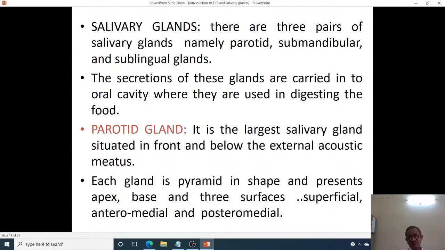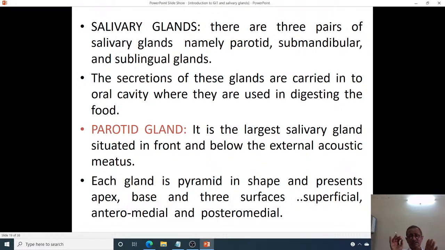So that's about the oral cavity. In the introduction to the gastrointestinal system, we first learned about the various functions of the gastrointestinal system. It extends from mouth to anus. It is an epithelio-fibromuscular tube, consisting of various parts.